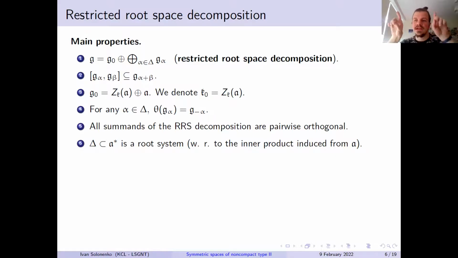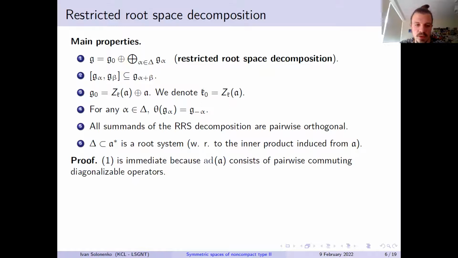And finally, if you take any two roots alpha and beta and project alpha onto beta, onto the line spanned by beta, this will be either an integer multiple of beta or a half integer multiple of beta. These are the three axioms of the root system. Okay. So yeah, and the inner product on A star is just induced from A. So 1 is immediate, and this was again discussed last time, because the adjoints of A consist of pairwise commuting diagonalizable operators, because they're self-adjoint operators.